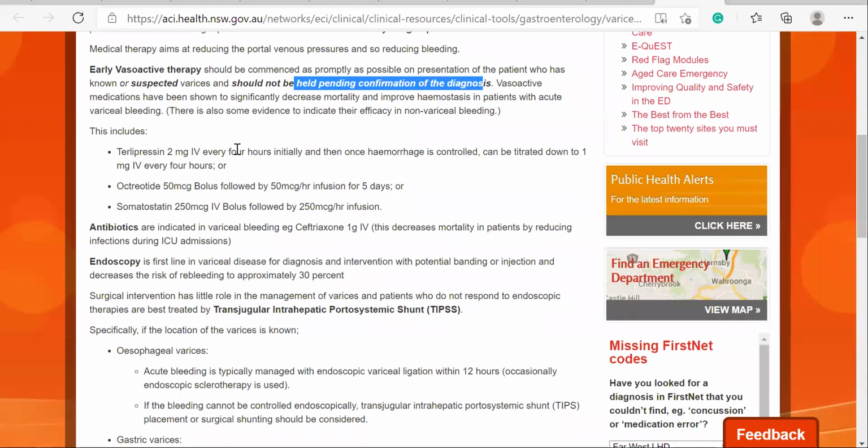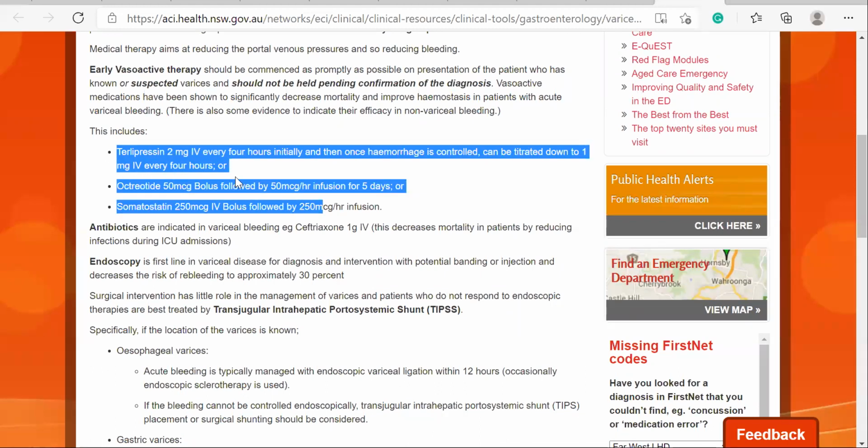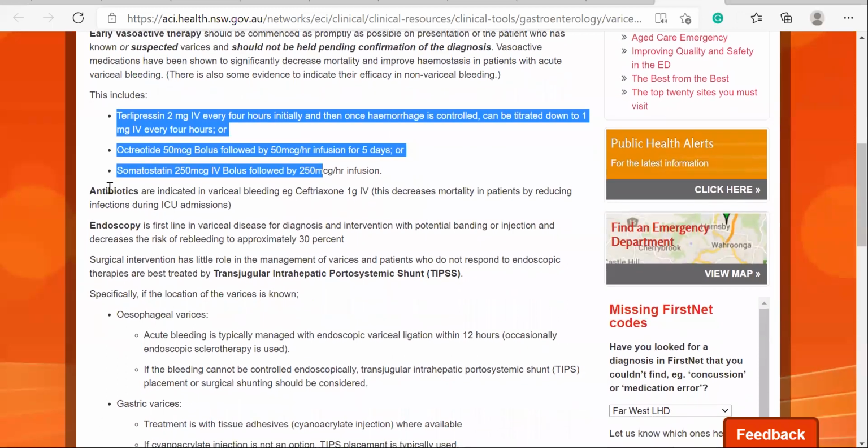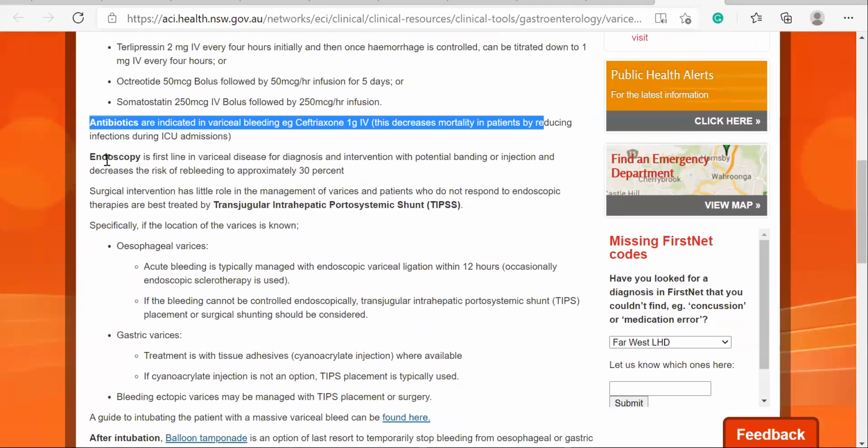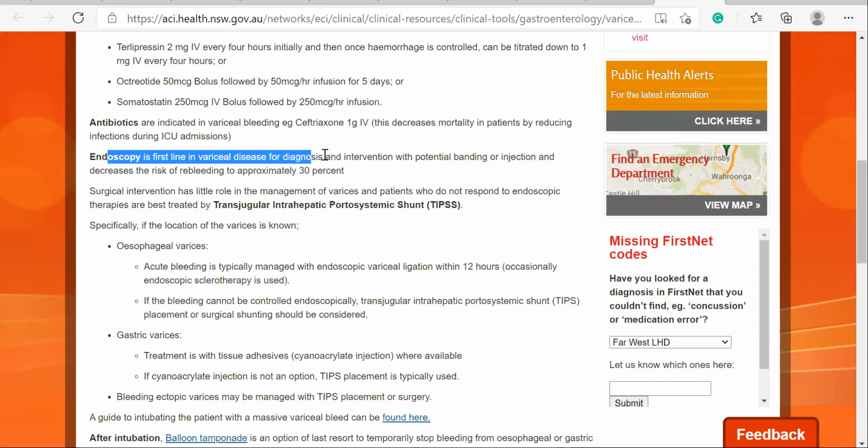What are the vasoactive medications you have got? Terlipressin, octreotide, or somatostatin. Any of these you should start initially because you need some time to send the patient to the endoscopy and everything. So during that time, the patient will get this vasoactive therapy. This patient also needs antibiotics as prophylaxis. Okay. Endoscopy is the first line in variceal disease for diagnosis and intervention with potential banding or injection. So normally you do either banding or injection of sclerosant.